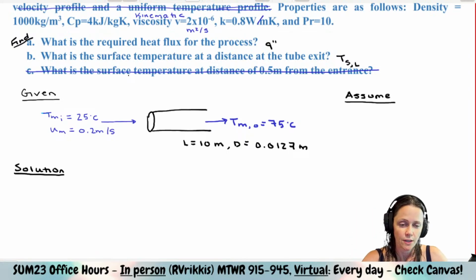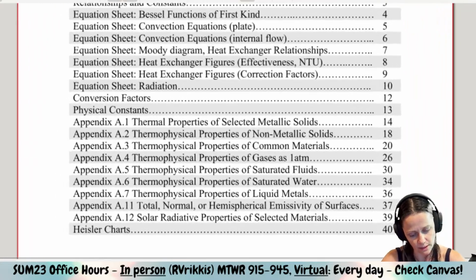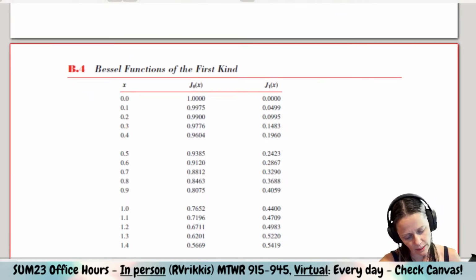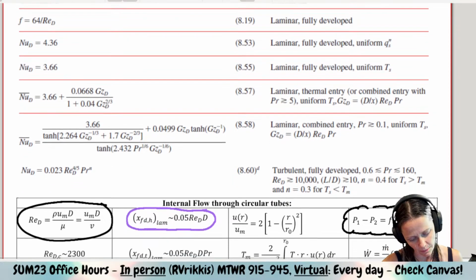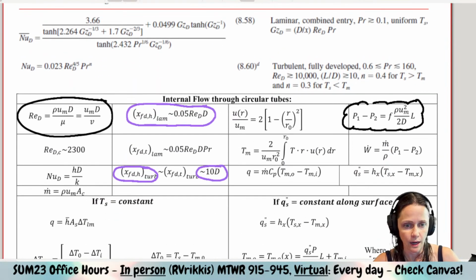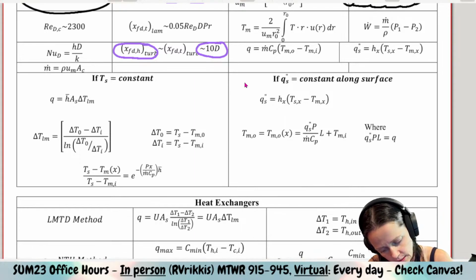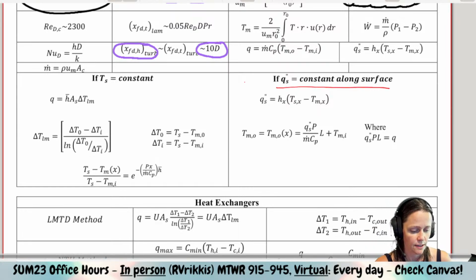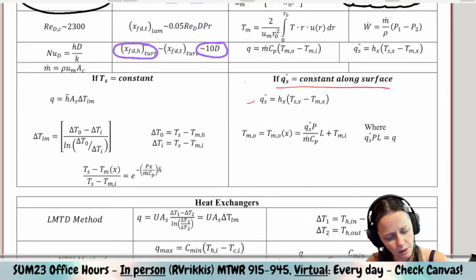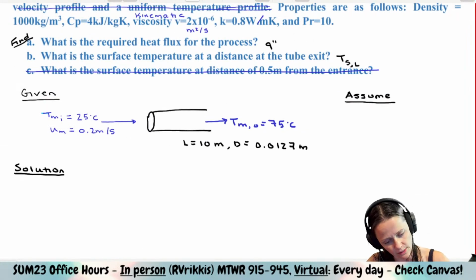All right. So it's a constant heat flux problem, and so we need to go to our equation sheet and use the appropriate equation. So let's do that. I'll scroll on down here to my internal flow section. There we go. All right. So I'm looking at this guy right here. So constant heat flux. I think this first one is probably going to be useful to me. So I'm going to go ahead and write that down and see what else I can do.